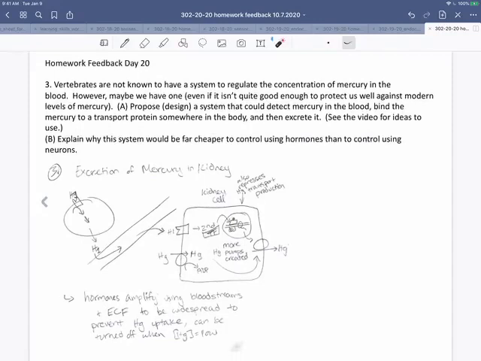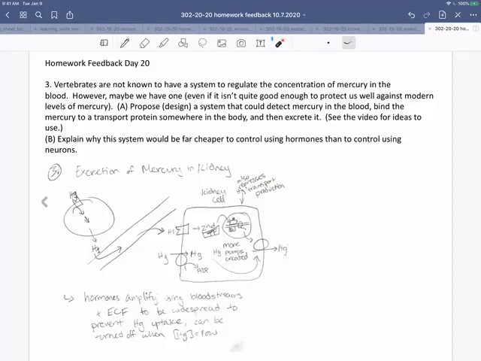I asked about regulating the concentration of mercury, maybe to get rid of it. We have way too high levels of mercury in our blood. Even the low standards are known to be harmful. So how could you detect mercury in the blood, bind it, and excrete it? There were several ways to do this.